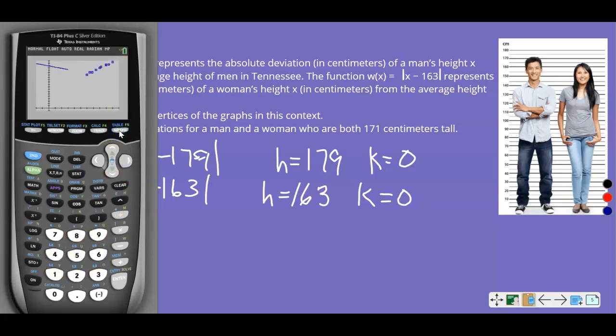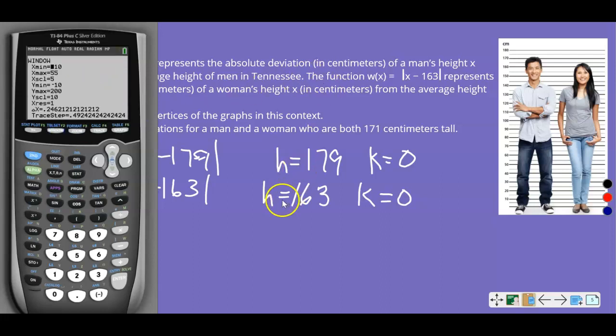And again, we may have to change the window. So I'm going to turn off my stat plot. So if your window's not correct, it doesn't even look like a V-shaped graph. So you have to have your calculator set up. Let's turn off the stat plot. That's going to take the points away from the last lesson. And now we need to do something to our window.